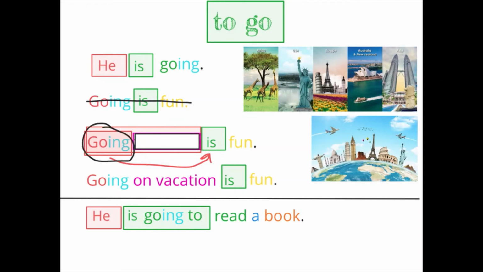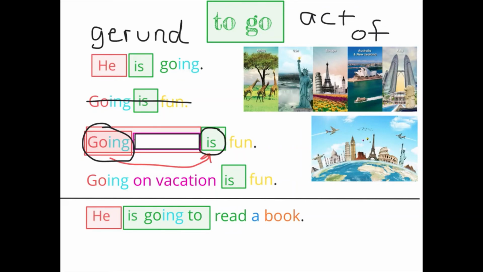And going, when we use the gerund form, remember gerund is when we add ing to a verb and then we turn it into a noun by saying that it is the act of going. The gerund form or the ing form we use with a singular verb. We do not use are. Are goes with plural subjects like they. So we're not going to use this one. We will use is. Going is fun.